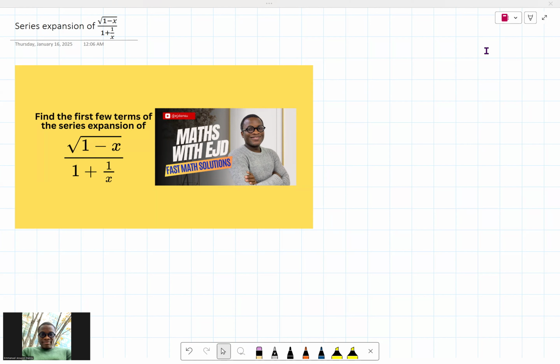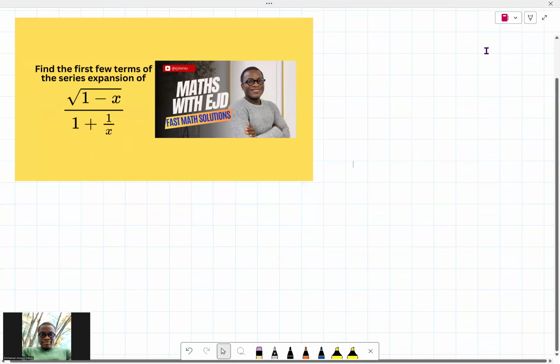In this video, I'll be solving this problem to find the first few terms of the series expansion of square root of 1 minus x divided by 1 plus 1 over x. Okay, now that is actually not even a rational function possible. We have a square root of 1 minus x, that's transcendental for instance, all over 1 plus 1 over x, right?